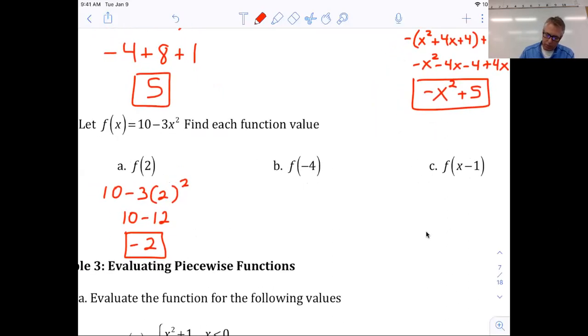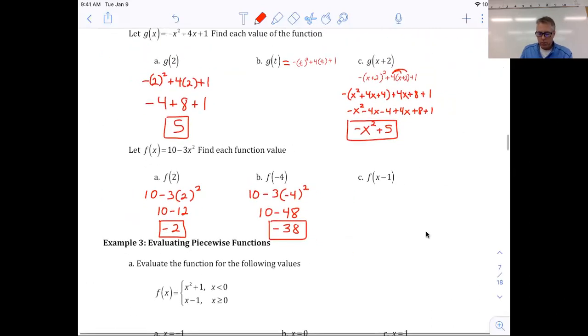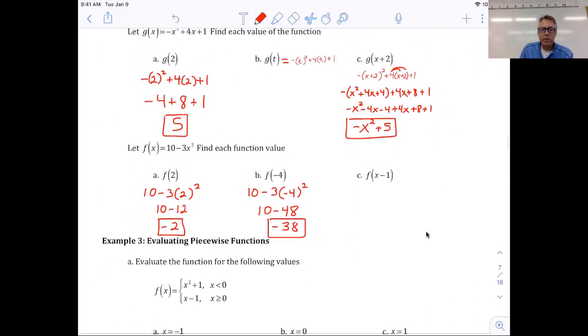So f of -4, I'm going to plug -4 in for the x's. So I have 10 minus 3 times -4 quantity squared. So don't forget -4 times -4 is positive 16. And 16 times 3 is 48. So f of -4 is equal to -38.